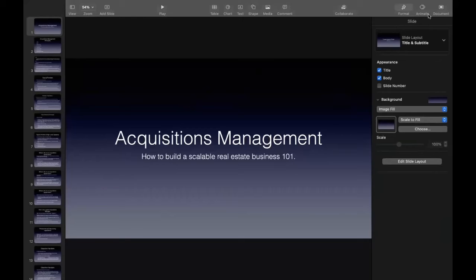All right, cool. Let's jump right into it. This is the acquisitions management portion of the lesson, how to build a scalable real estate business 101.